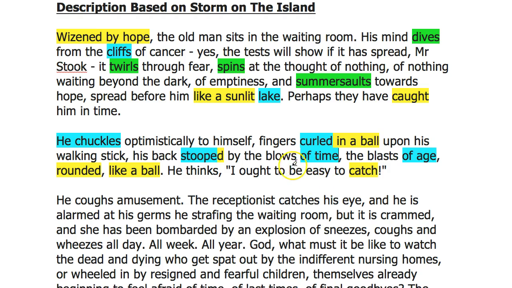I've chosen nouns, blows and blasts, which are also verbs in other contexts. Okay, so this is a really sophisticated technique here. If you choose nouns that sound like verbs, again, they put a lot more action into your description. The blows of time, the blasts of rage. So I can imagine time like a storm really attacking this old man, and I can imagine age attacking him with blasts. Whether you think of that as shouting or you think of it as explosions, you can see it as really damaging to him.